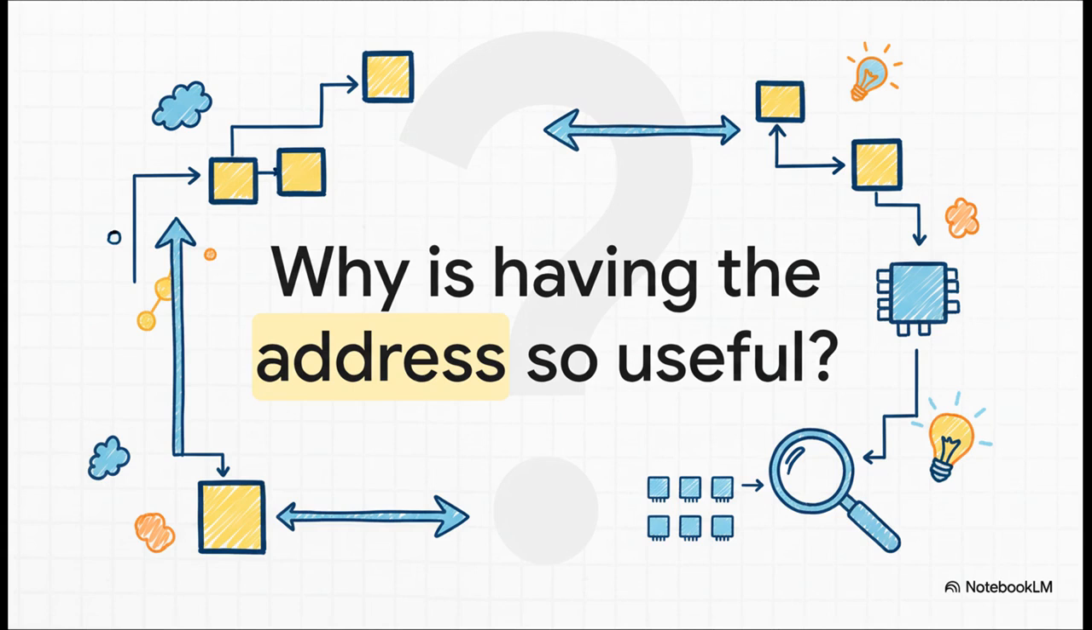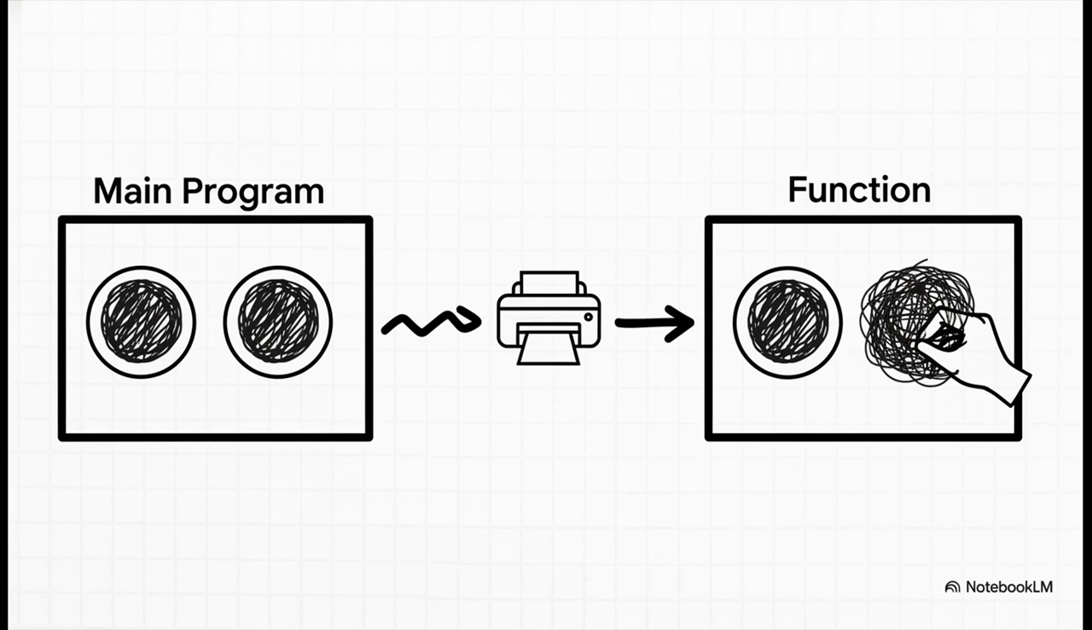Okay, I get it. That's the what, but it all feels a little abstract. So why would we go through all this trouble? Why is knowing the address of something so ridiculously useful? Well, here's a classic problem in C. When you pass a variable to a function, that function just gets a copy of your data. It doesn't get the original. So any changes the function makes, it's just changing its own little copy. The original variable back in your main program is totally untouched.